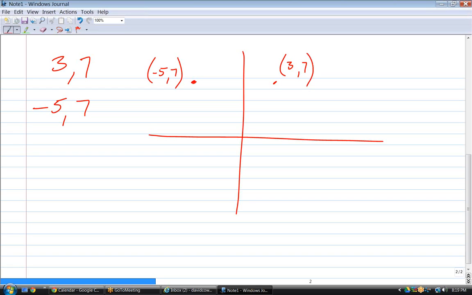Where is it? In other words, the vertex is halfway in between those 2 points. -1. That's it. In other words, the axis of symmetry is a line. That's all they asked, right? What was the axis of symmetry? Yeah. Okay.